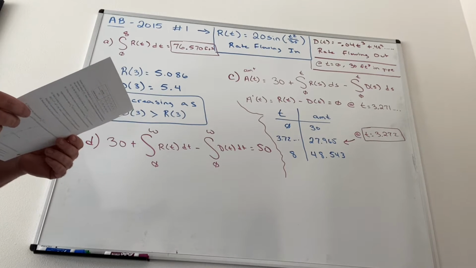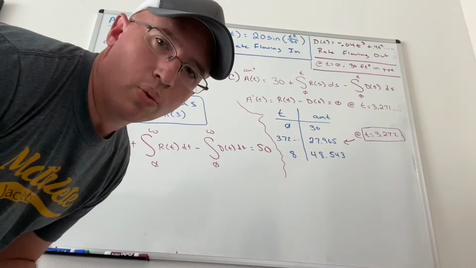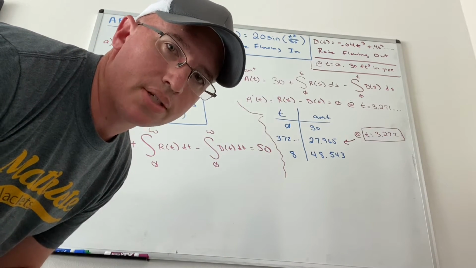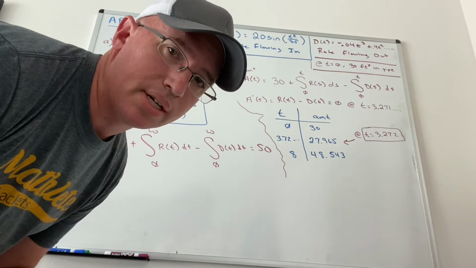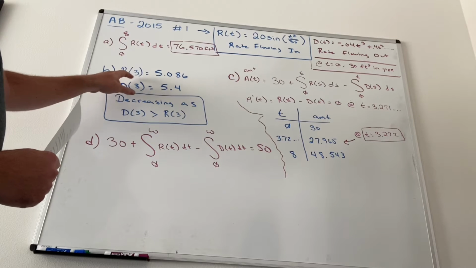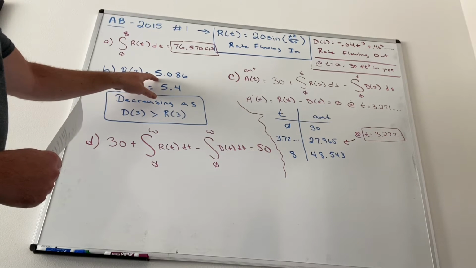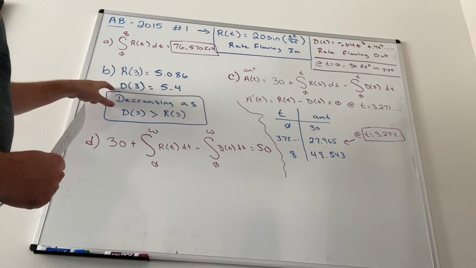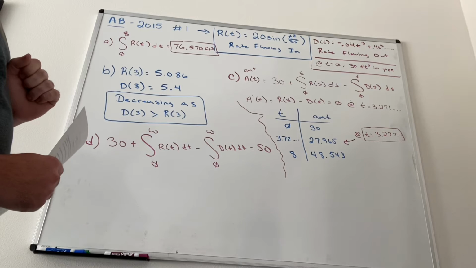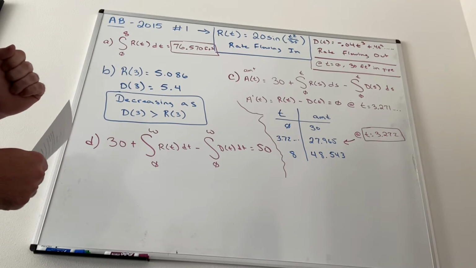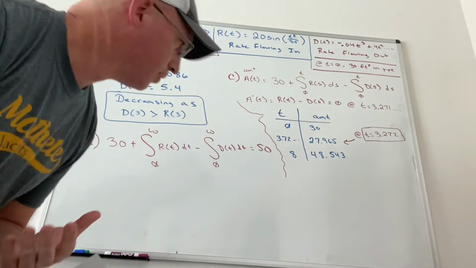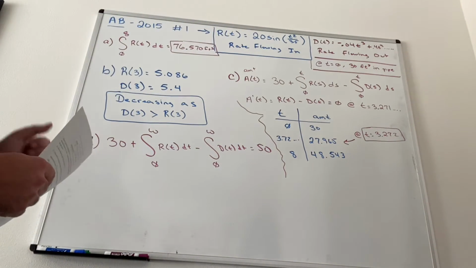Part B: is the amount of water in the pipe increasing or decreasing at time 3? Give a reason for your answer. We have an equation for the rate that it's coming in and an equation for the rate that it's going out, so I'm just going to compare those. At time 3, the rate flowing in is 5.086, and the rate flowing out is 5.4. Since 5.4 is bigger than 5.086, it's draining out faster than it's coming in, so it's decreasing.